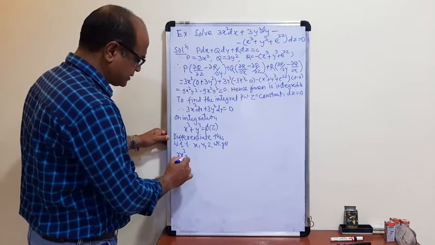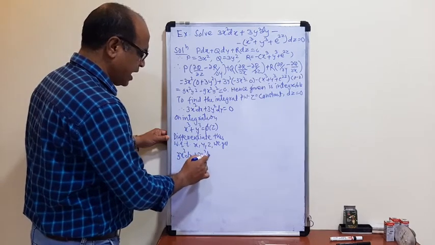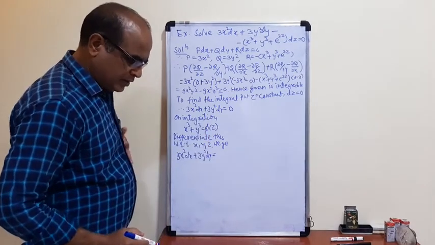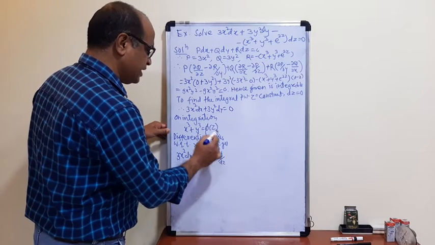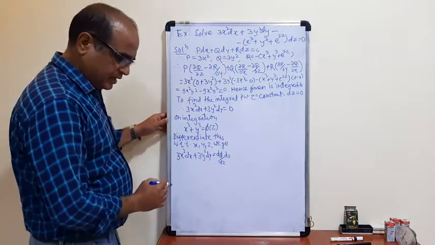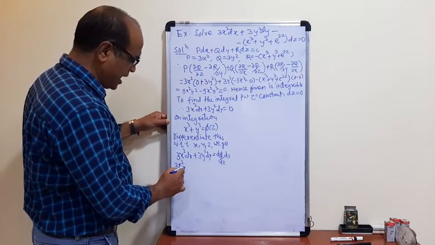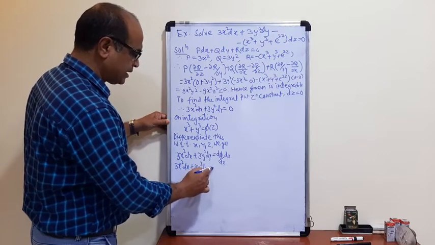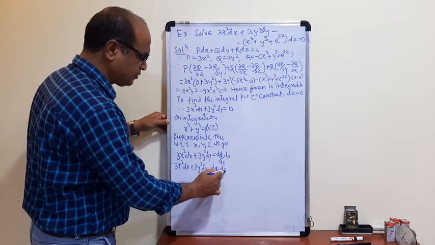3x square dx. Plus, what is the derivative of this? 3y square dy is equal to, what is the derivative of this? So d phi by dz into derivative of z, which is dz. So this equation becomes 3x square dx plus 3y square dy minus d phi by dz into dz is equal to 0.